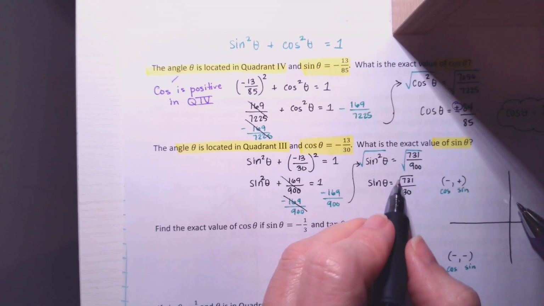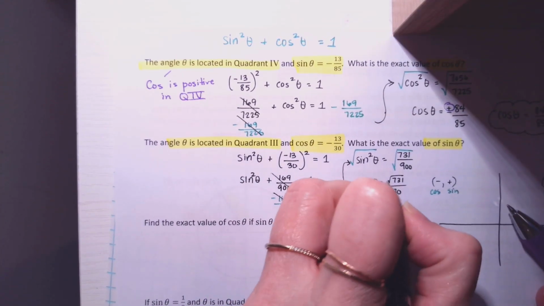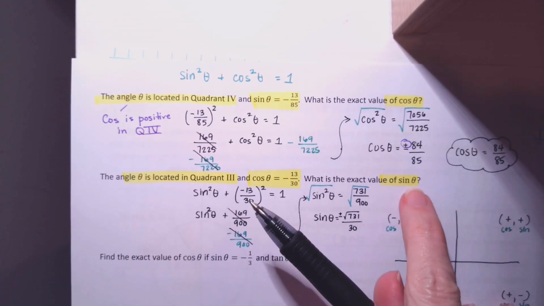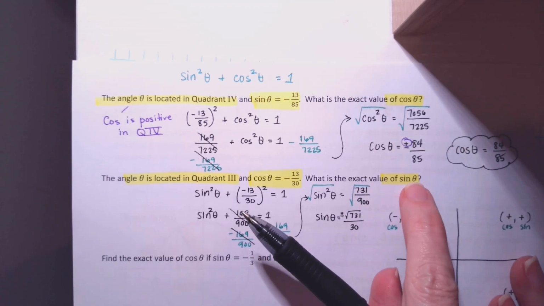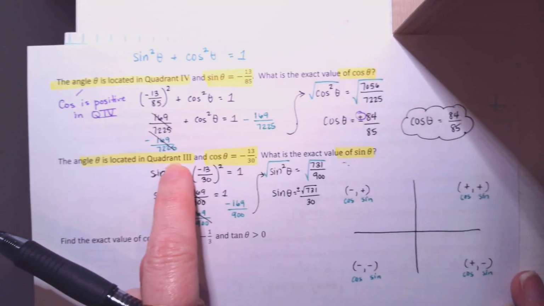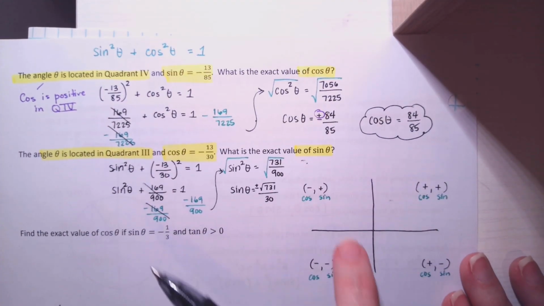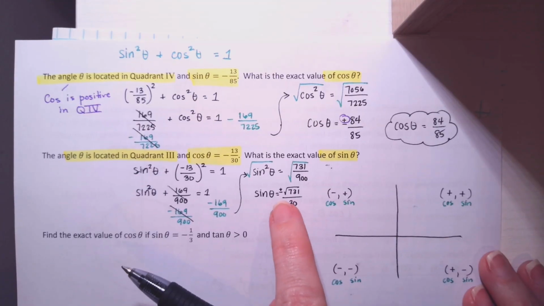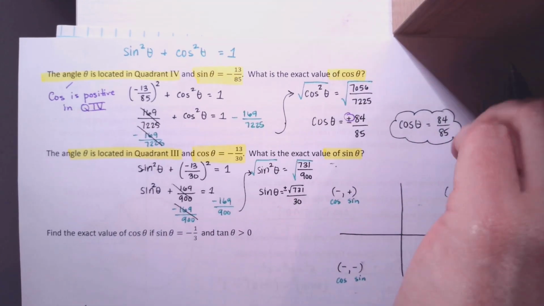Okay. Now remember, when you take a square root, you're technically saying it could be positive or negative. So we have to figure out, do we keep the positive or do we keep the negative? That's going to be based on what the sine value is in quadrant 3. Is the sine positive or negative in quadrant 3? So quadrant 1, 2, 3, the sine value is negative there. So of this answer, we're going to want to keep the negative part of it.